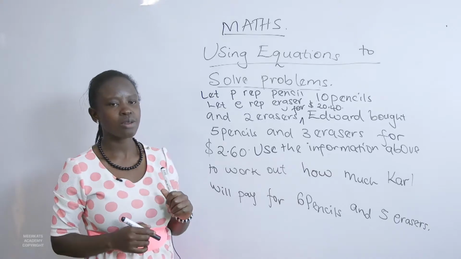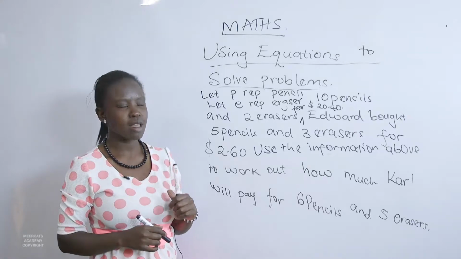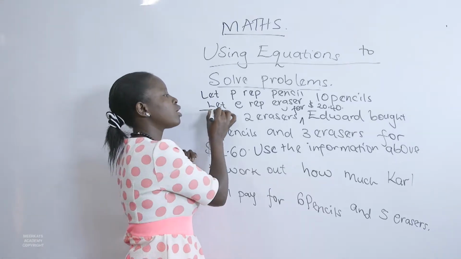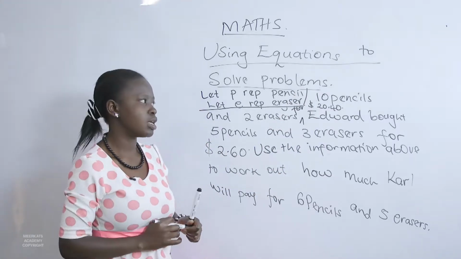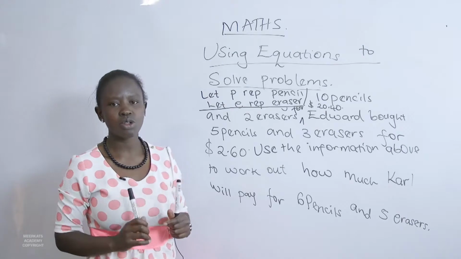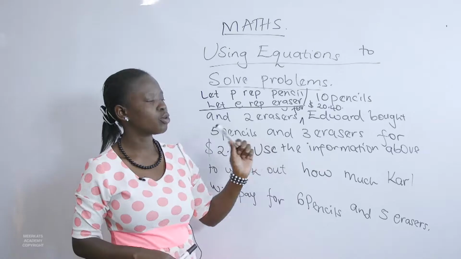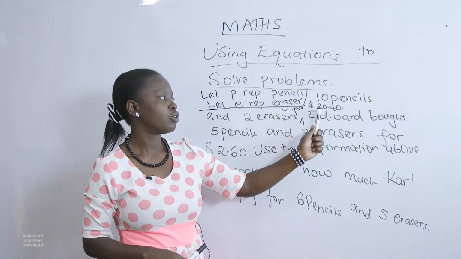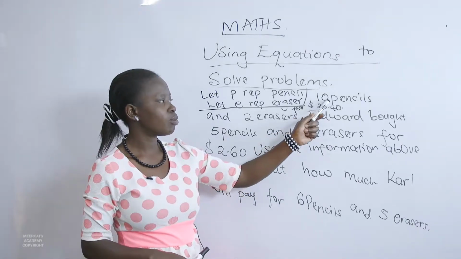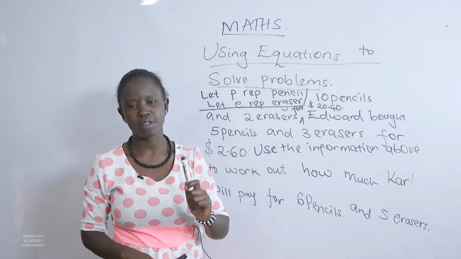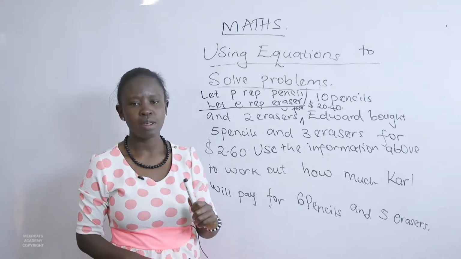Then next, after you've identified the pronumerals to be used, the next step is we need to write an equation from the situation that we've been given. The first situation we have was that Sylvia bought 10 pencils and 2 erasers for $20.40. So we are having 10 pencils being bought and 2 erasers. So we need to form an equation from the given situation.